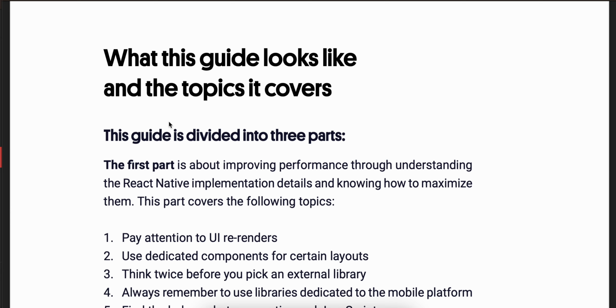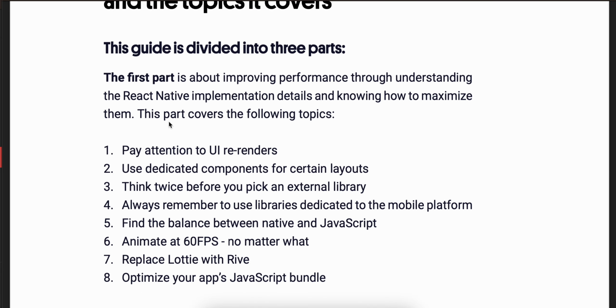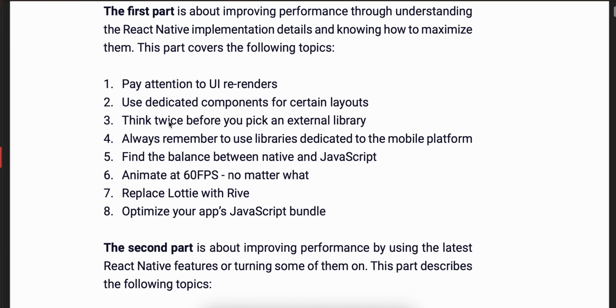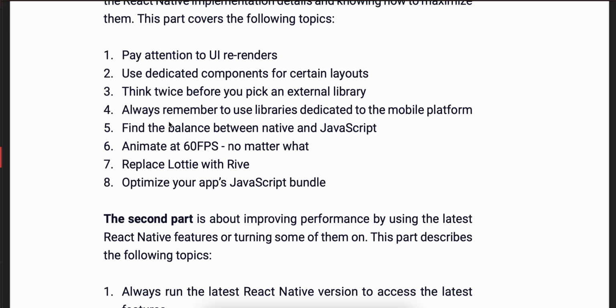What this guide looks like and the topics it covers: this guide is divided into three parts. The first part is about improving performance through understanding the React Native implementation details and knowing how to maximize them. This part covers the following topics: pay attention to UI renders, use dedicated components for certain tasks, think twice before picking an external library, always remember to use libraries dedicated to the mobile platform, find the balance between native and JavaScript, animate at 60 fps no matter what, replace Lottie with Rive.